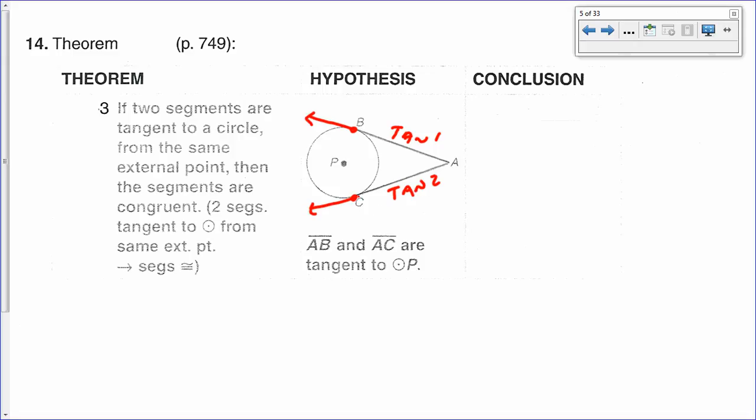I'm talking about this tangent segment and this tangent segment. If they meet at an external point, they are congruent. That's the conclusion. So AB would be congruent to AC. Very, very simple. So if this is 10, this is 10. The tangent segments are congruent.